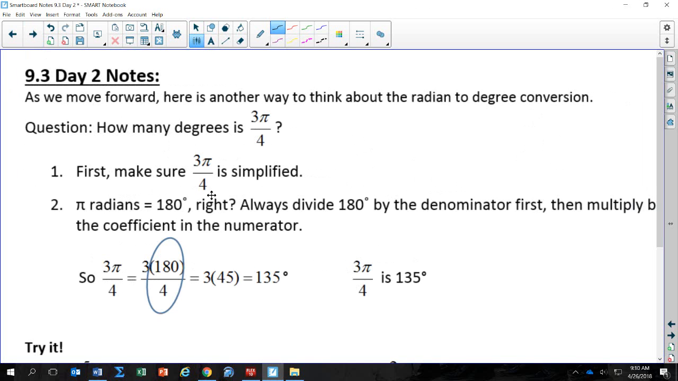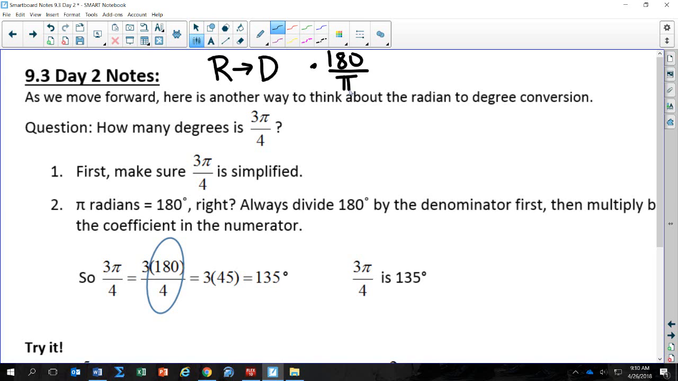So for the 9-3 day 2 note, the first thing I'm going to start with is just another way to think about the radian to degree conversion. In the past, when we moved from radians to degrees, we would multiply by 180 over pi in order to get the degree equivalent. As we move forward, this is another way that you can think about that conversion.